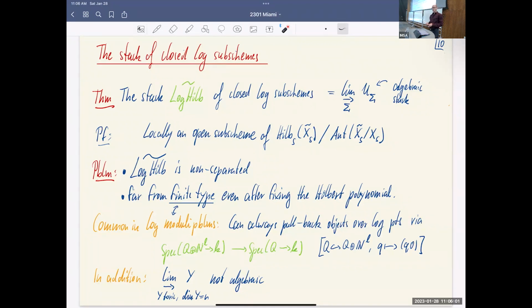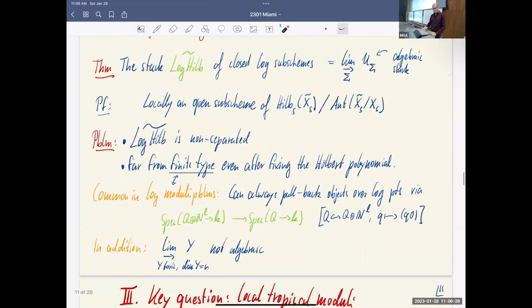Plus you also have this. Actually, that is not the thing I'm talking about. You want the automorphism on the base that interacts with it. So anyway, you can write down an open subscheme of a relative Hilbert scheme, divide out an automorphism group, and these are the algebraic subsets.